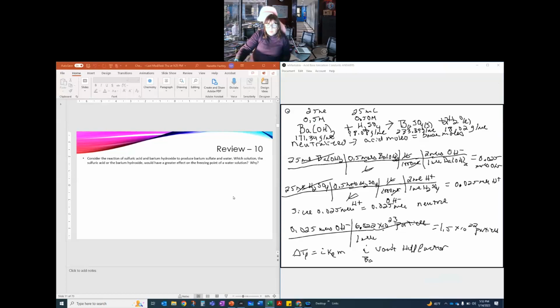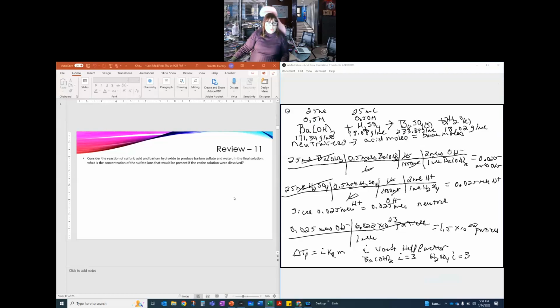So my BaOH2, we already said, comes apart to make that Ba2 plus and the 2 OH minus. So its i is 3. The H2SO4, its i is also 3 because you get 2 protons and 1 sulfate. And so that's also 3. So would either one of these be any better? And the answer is no. Okay, they would both have the same effect. And that's because both of them have the same i, the KF is the same for both of them, and the molality is the same for both of them. So there's no greater effect from either one of these that we know. All right? So that's 10.